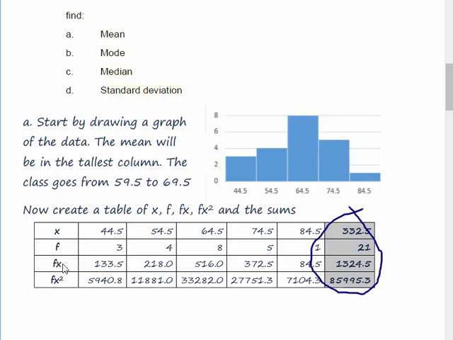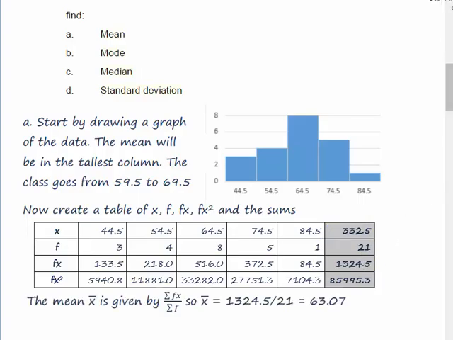So the mean is going to be sigma fx over sigma f. So that's 1324.5 over 21, which gives us 63.07. 1300 divided by 20 is going to give us 65, so we can be reasonably comfortable with that value. So our answer for the mean is 63.07.